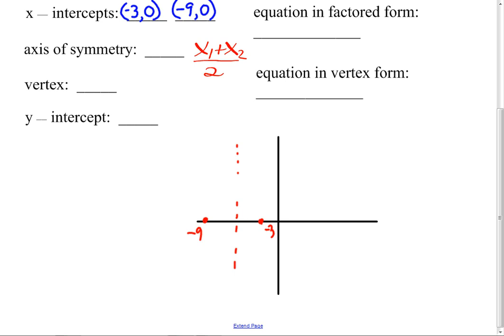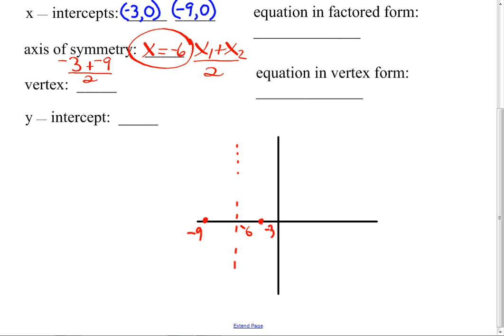So it's negative 3 plus a negative 9 divided by 2. What's a negative 3 minus 9? Negative 6. Are you giving me the final answer? Final answer is x equals negative 6. Okay, my line might not be in the greatest place there.